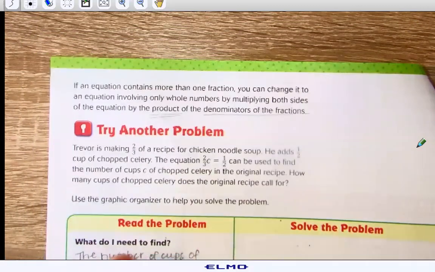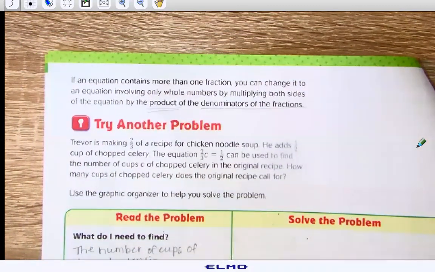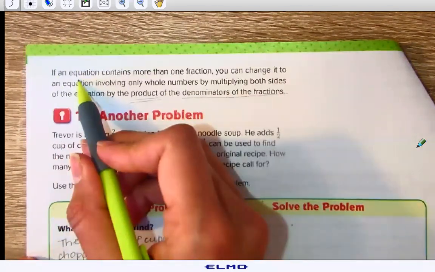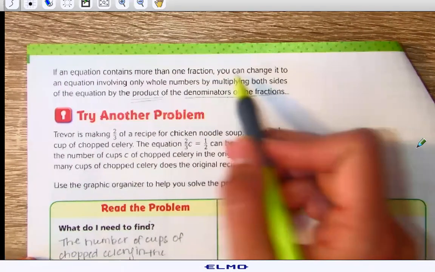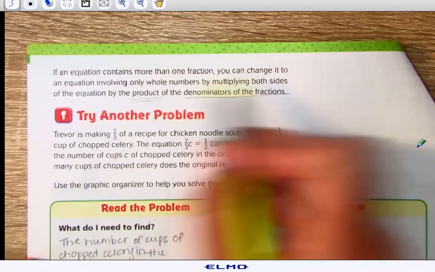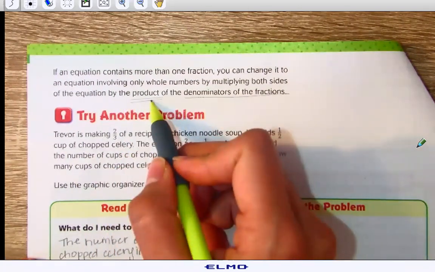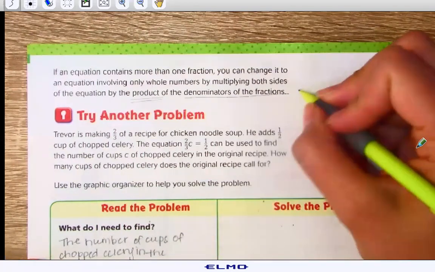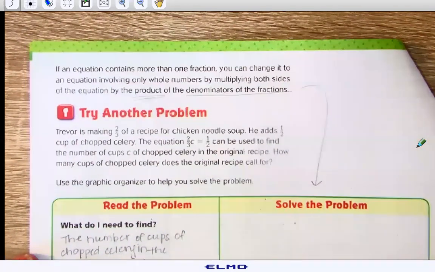All right. Now on this page, I've actually already completed the notes for you, so you may need to pause to write them in, but let's go over the top part first. If an equation contains more than one fraction, you can change it to an equation involving only whole numbers by multiplying both sides of the equation by the product of the denominators of the fractions. And you'll see how this works down here when we get there, okay?